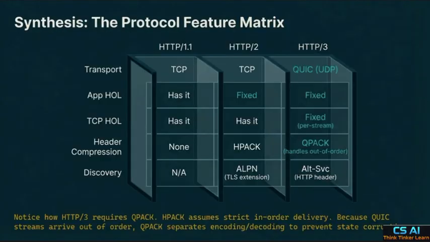When we synthesize these features, notice the evolution of compression. HTTP2 used HPACK, which assumes strict in-order delivery. Because QUIC streams can arrive out of order, HTTP3 requires QPACK. QPACK separates the encoding and decoding states to prevent state corruption when packets are interleaved. We also use Alt-Svc headers to let a client know that an HTTP 1.1 or HTTP2 server is capable of upgrading to HTTP3.